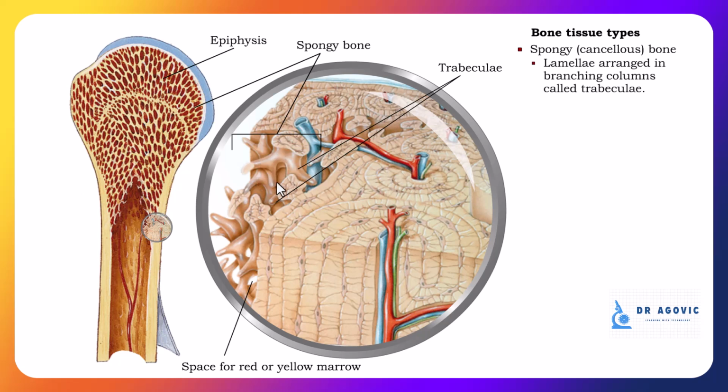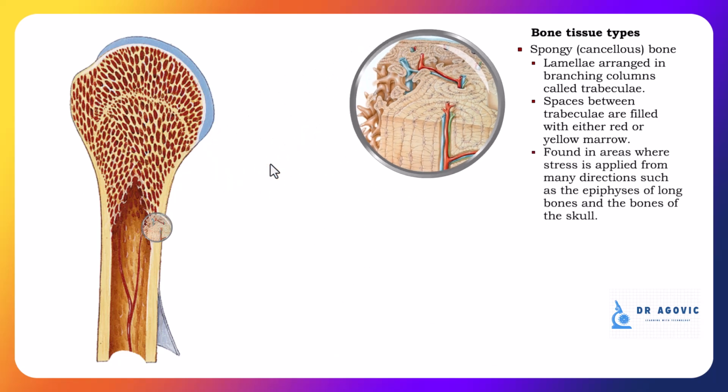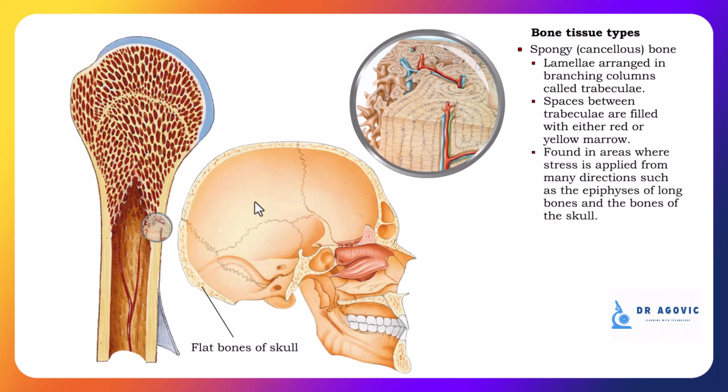In spongy or cancellous bone, the lamellae are organized in branching columns called trabeculae. The spaces between trabeculae are filled with either red or yellow bone marrow. The trabeculae are oriented along lines of stress. Spongy bones are found where the stress is applied from many directions, as it has the ability to transfer stress without breaking.